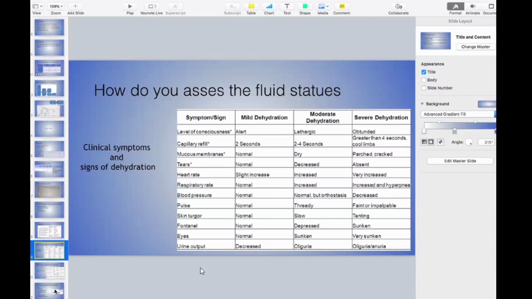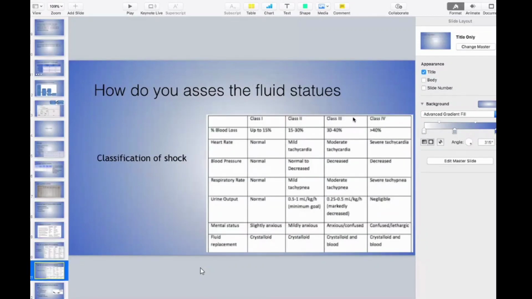So these are the clinical features of dehydration, and then you get these clinical features of shock. There are 4 stages of shock. If you think about 30% blood loss, what are the clinical features? Urine output, respiratory rate, blood pressure, heart rate. You have to use those features to assess the fluid status of the patient. Okay, all right.